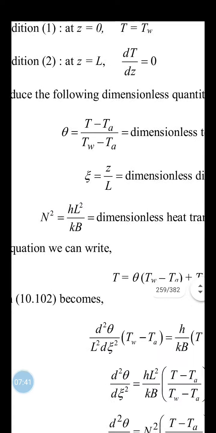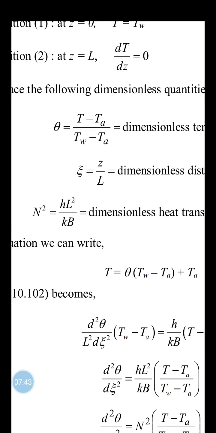dimensionless distance. The third will be called the dimensionless heat transfer coefficient, n square. N square is equal to HL square by KB. So n square is HL square by KB. Obviously, the heat transfer coefficient term is there, and thermal conductivity is there.